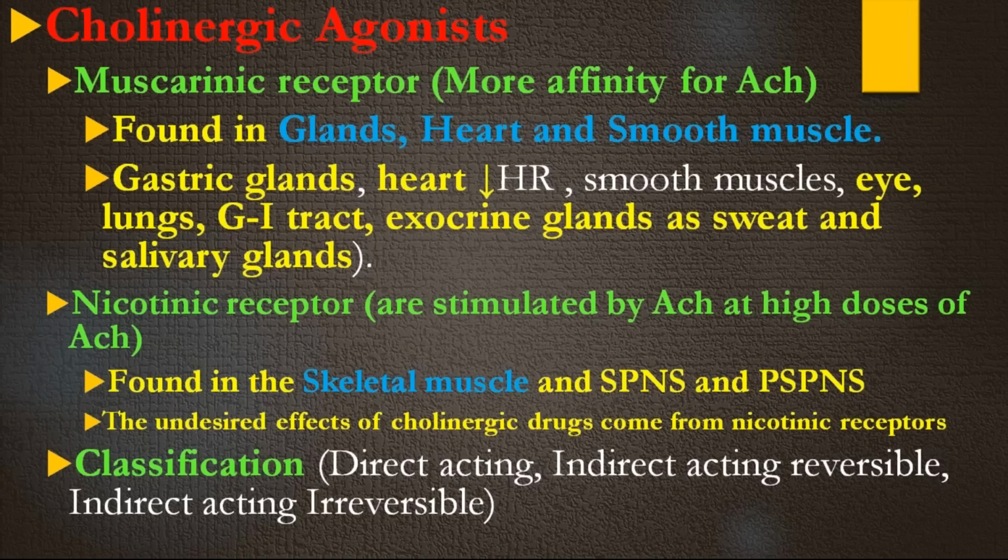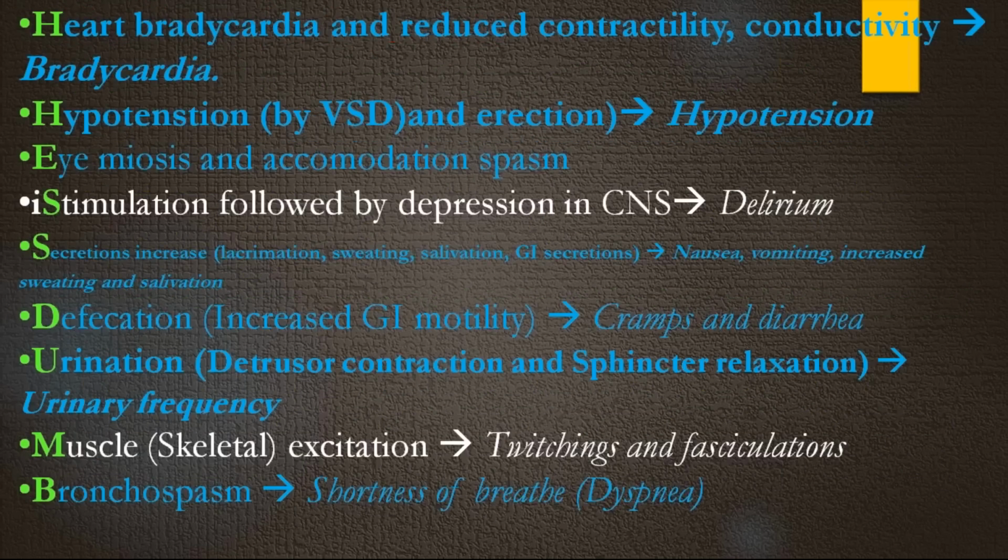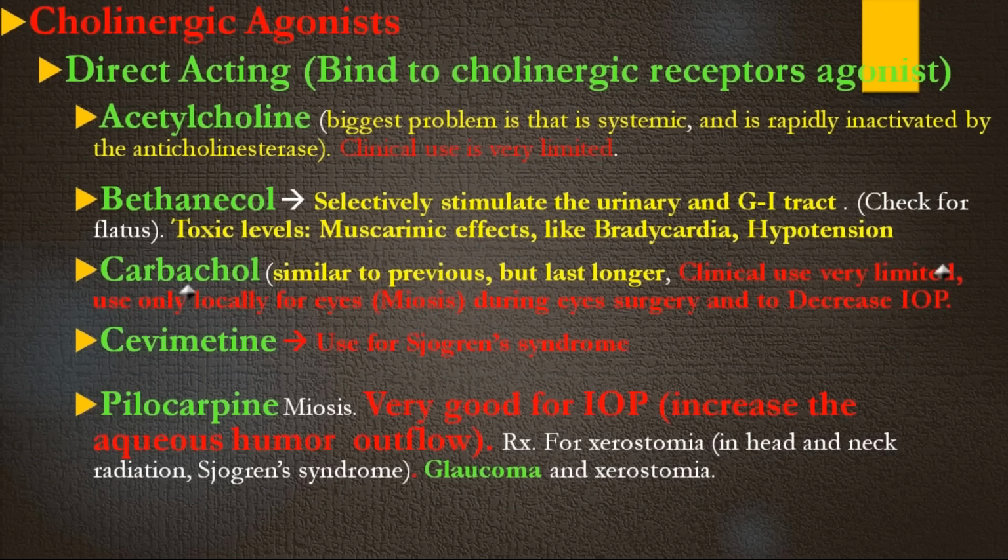So mostly the muscarinic receptors are found in the glands, heart, and smooth muscle, and the nicotinic receptor is going to produce contraction of the skeletal muscle, and we don't need that. So that's why we need to be careful. Muscarinic receptors are those that we are looking for this effect.